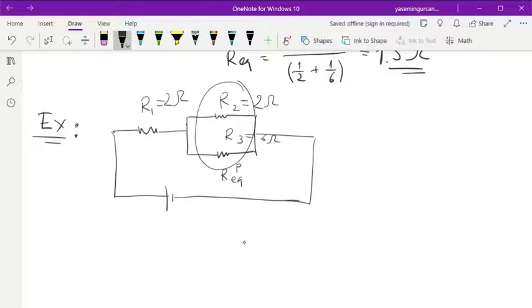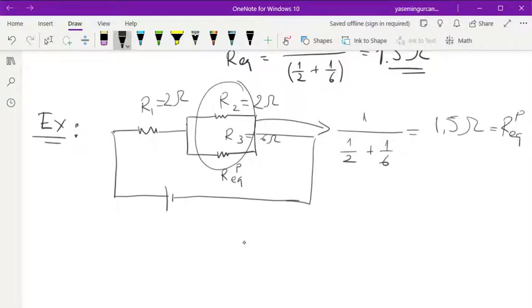What we know for this parallel part is that it's going to be added as 1 divided by (1 over 2 plus 1 over 6), right? The parallel ones are added like that. So the R equivalent is going to be, once again, 6 over 4, so it's 1.5 ohm for R equivalent parallel part of the circuit.